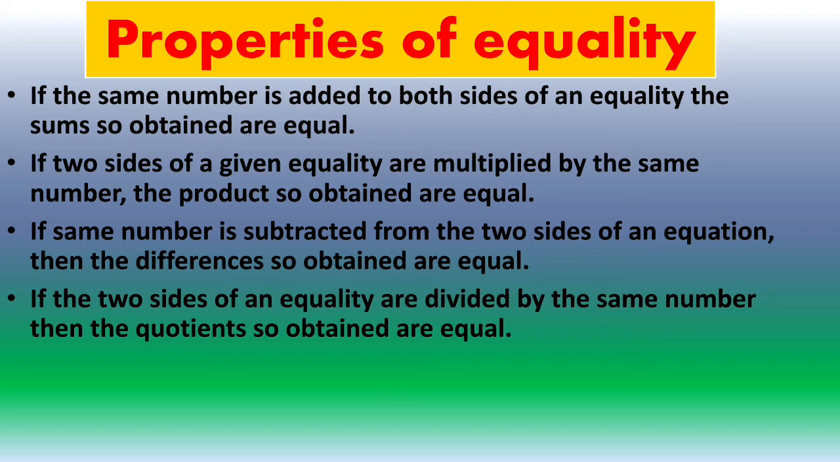It means there are two sides, left hand side and right hand side. Both the sides, if we add, subtract, multiply or divide and we get the same answers, it's called equality. These are the properties of equality. You have to write them in the maths notebook. Now children, we'll start the practice set number 26.